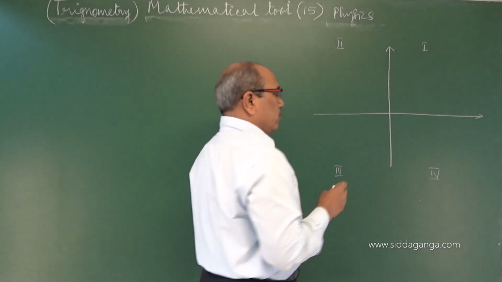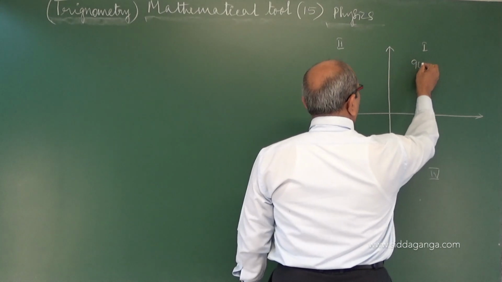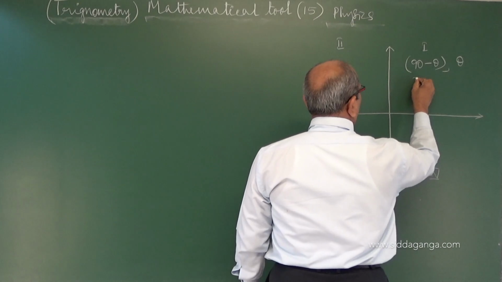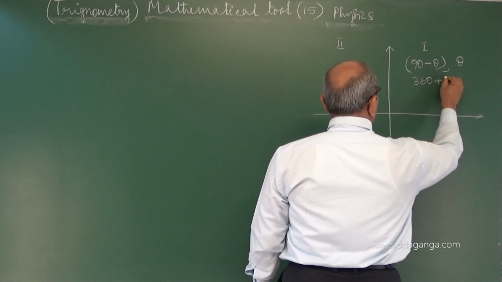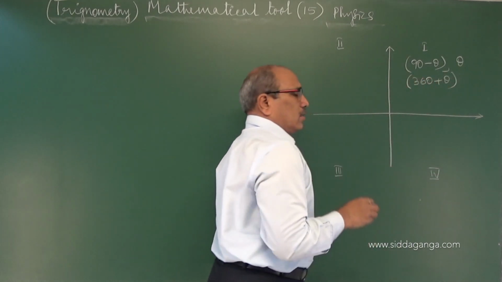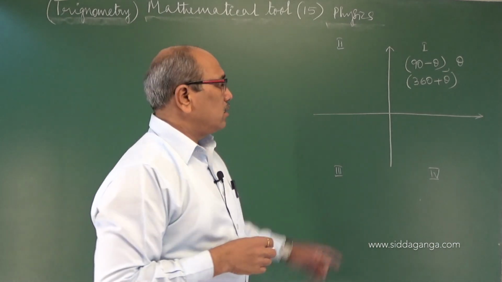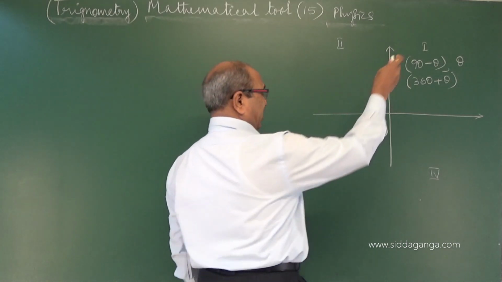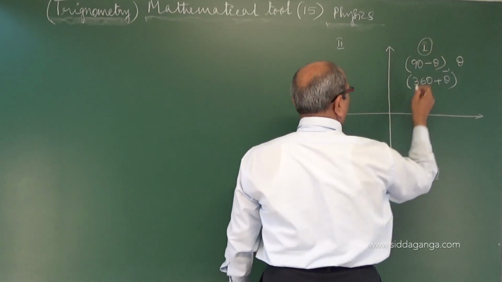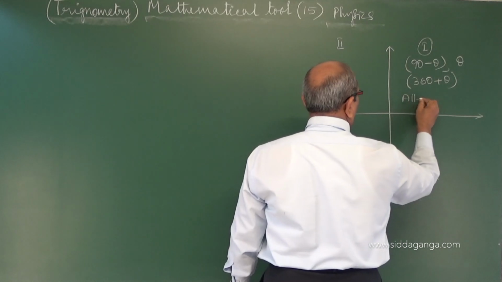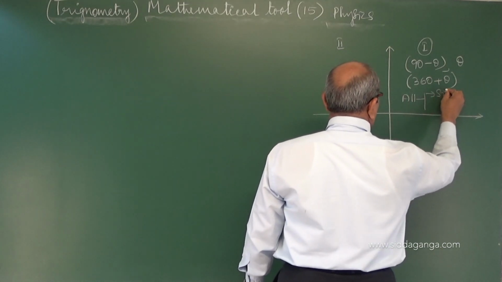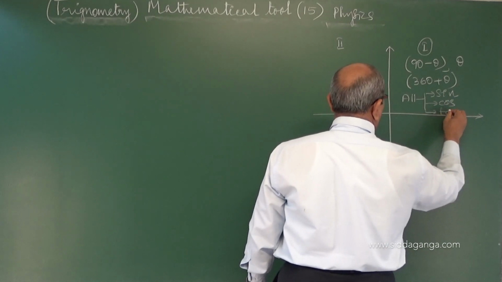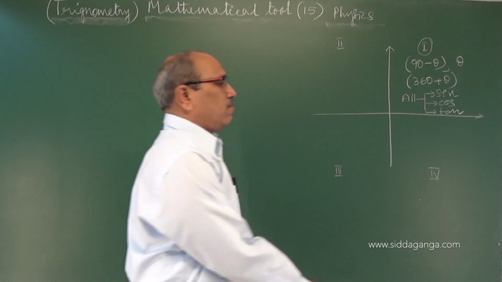And I told you the angle in the first quadrant is 90 minus theta or 360 plus theta. Any angle of the form 90 minus theta or 360 plus theta comes in the first quadrant, for which all means sine function, cos function and tan function are all positive.